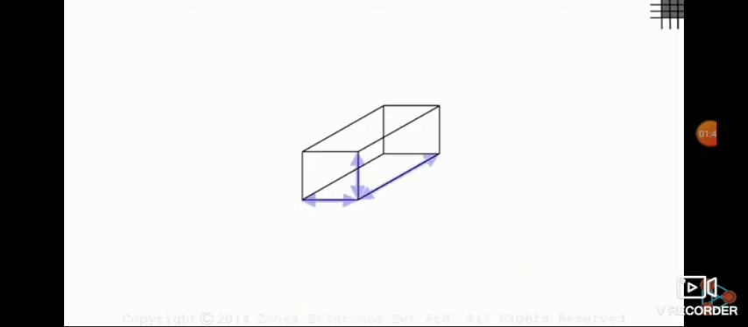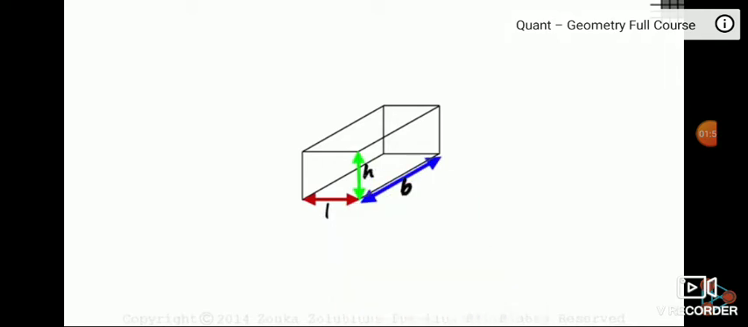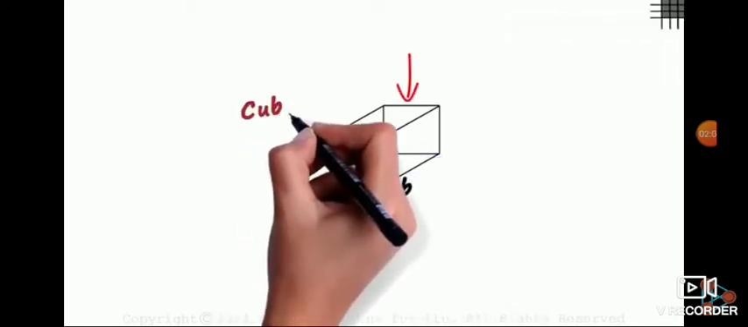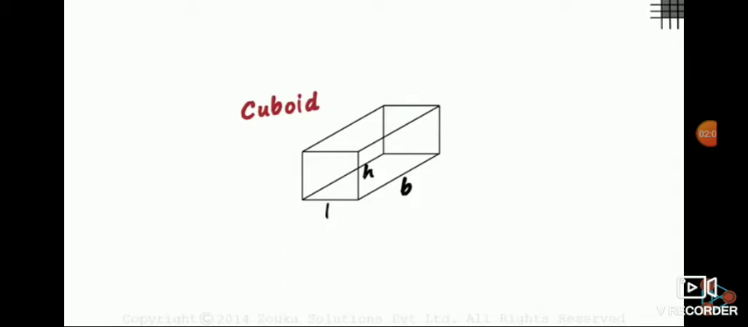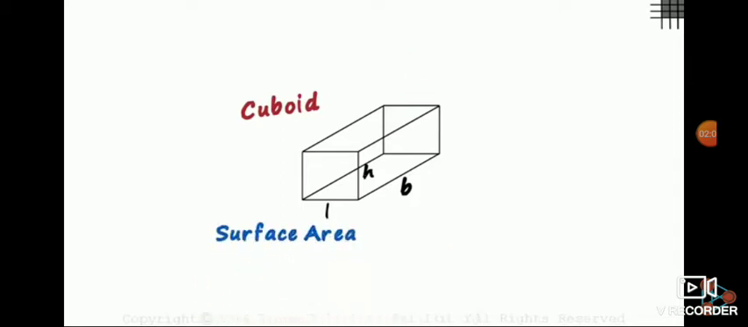A cuboid is simply a box like this. It is three-dimensional as it does not occupy a part of just one plane. Three things define a cuboid: length, its breadth, and its height. This is a cuboid. What will be its surface area? As the name suggests, it will be the total area of all its surfaces.